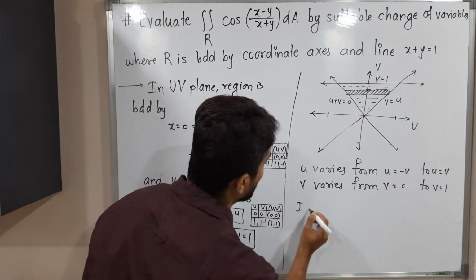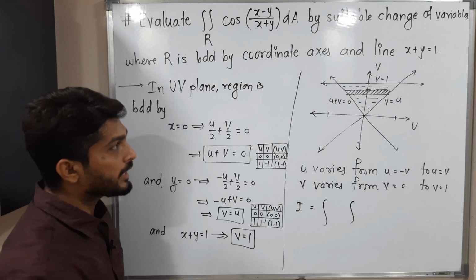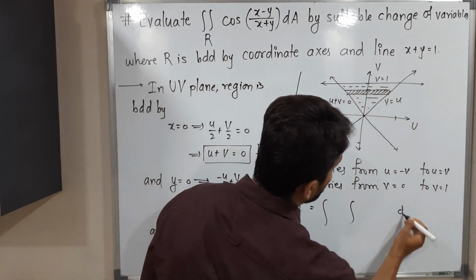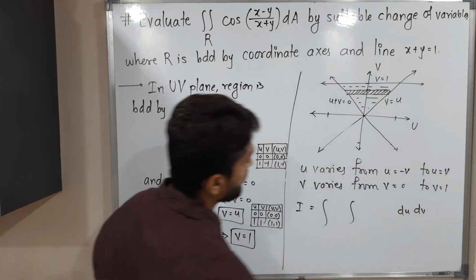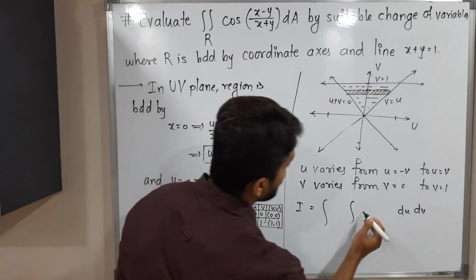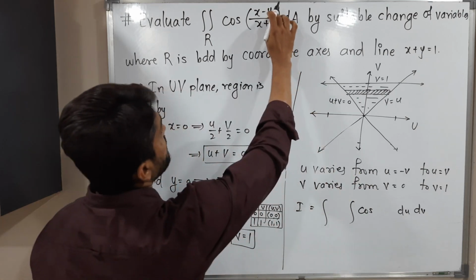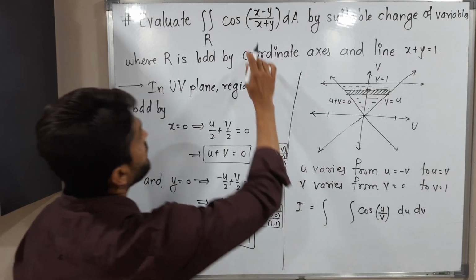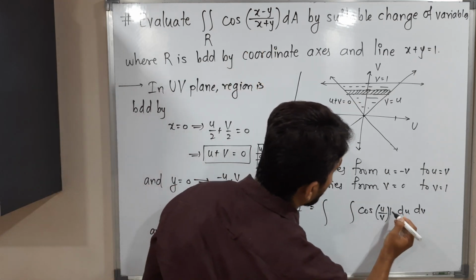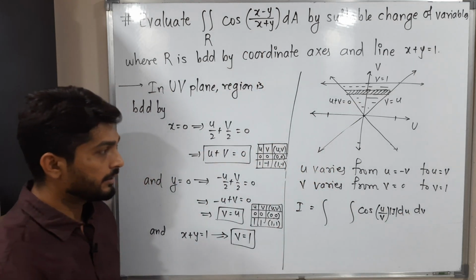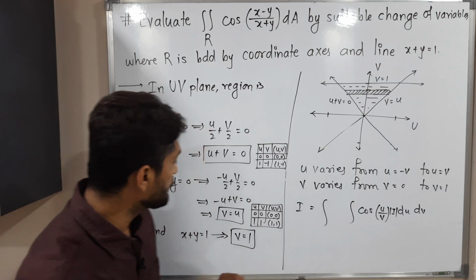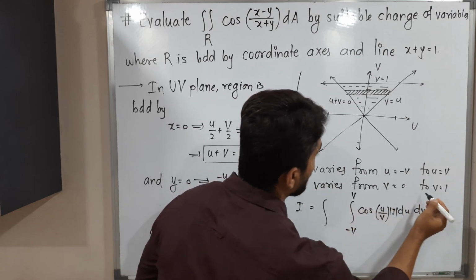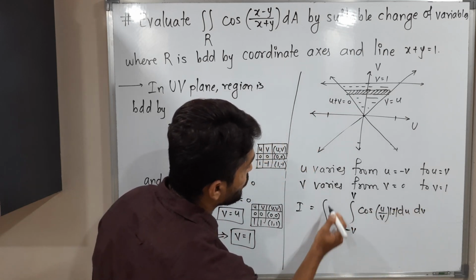So let us write I is equal to, the strip is parallel to the u axis, so I should write du first and next dv. So what is the function we have? Cos of u by v, where x minus y is our u, we have already substituted, and this is our v. Mod of the Jacobian also I should write. Limits of u first, minus v to v, and limits of v 0 to 1.